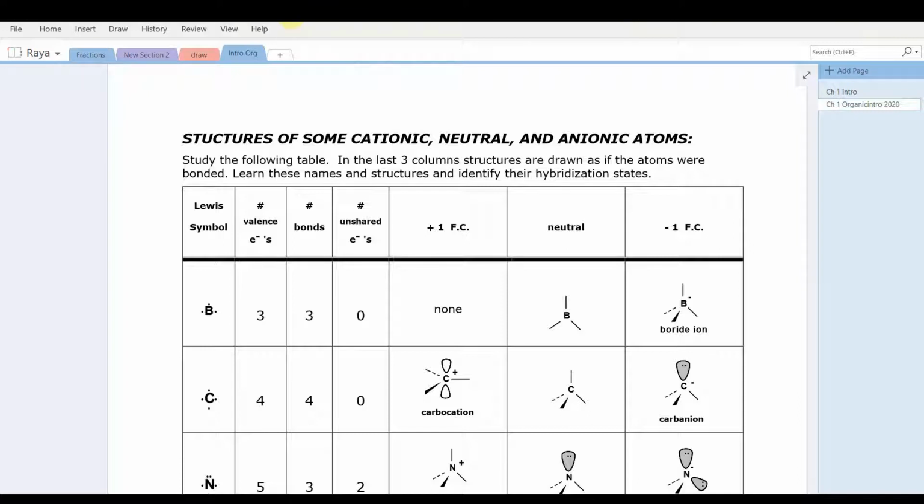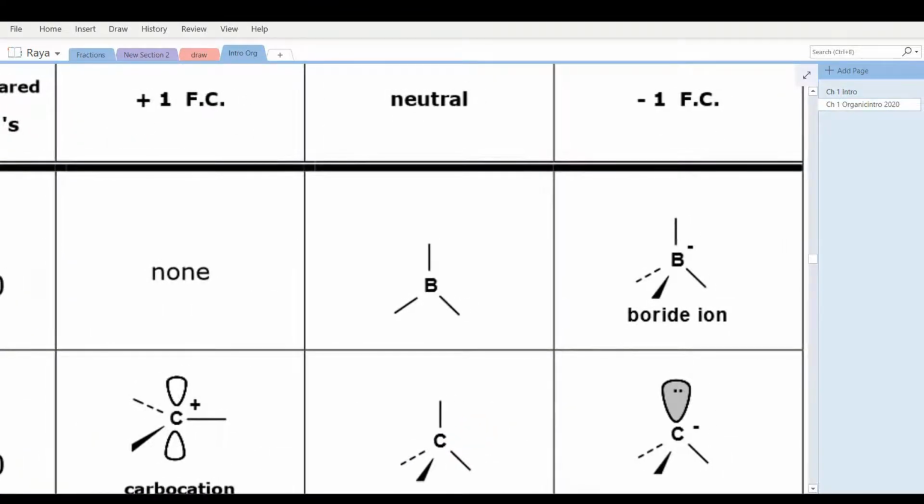Let's start with some second period elements like boron. Boron's Lewis symbol shows 3 dots. It has 3 valence electrons. It typically forms 3 bonds, and after bonding it has no unpaired electrons. So we'll give this generic structure a specific identity. Let's put hydrogens on here. This is borane, BH3. You can see that it's sp2 hybridized.